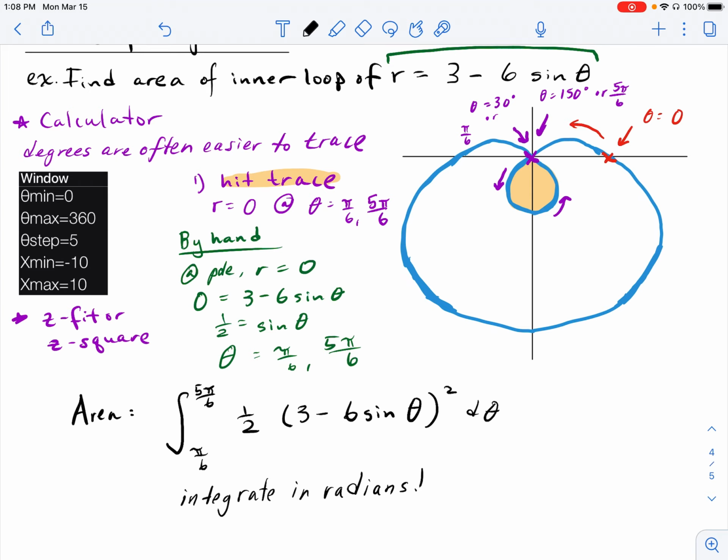So really the only reason we switched to degrees here was so that we could easily trace these values. And if you found the intervals of integration by hand, like I did up there, then honestly, you could just do the whole thing in radians, and you don't have to worry about switching back and forth. Many students find it's often faster to work that way. But we're going to integrate this in radians. That's why my interval of integration was pi over 6 and 5 pi over 6, not 30 and 150. If you try to integrate it in degrees, you won't get the correct answer.